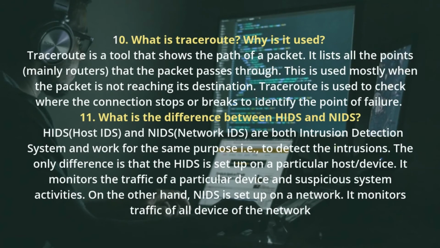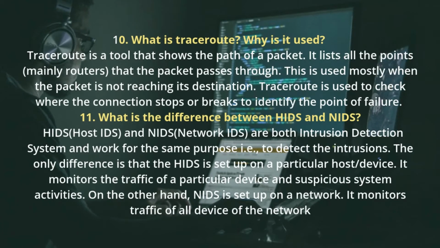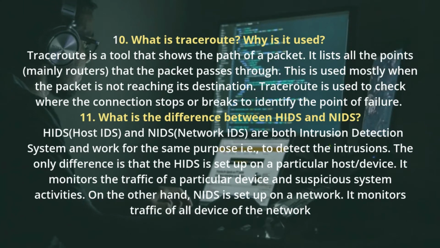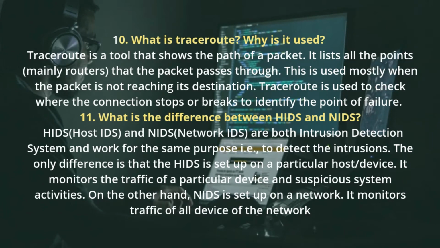10. What is Traceroute? Why is it used? Traceroute is a tool that shows the path of a packet. It lists all the points, mainly routers, that the packet passes through. This is used mostly when the packet is not reaching its destination. Traceroute is used to check where the connection stops or breaks to identify the point of failure.